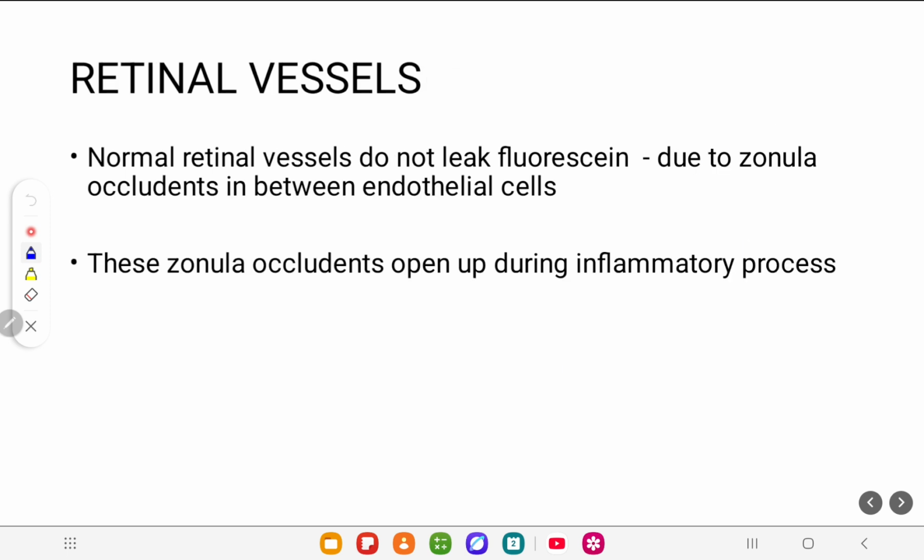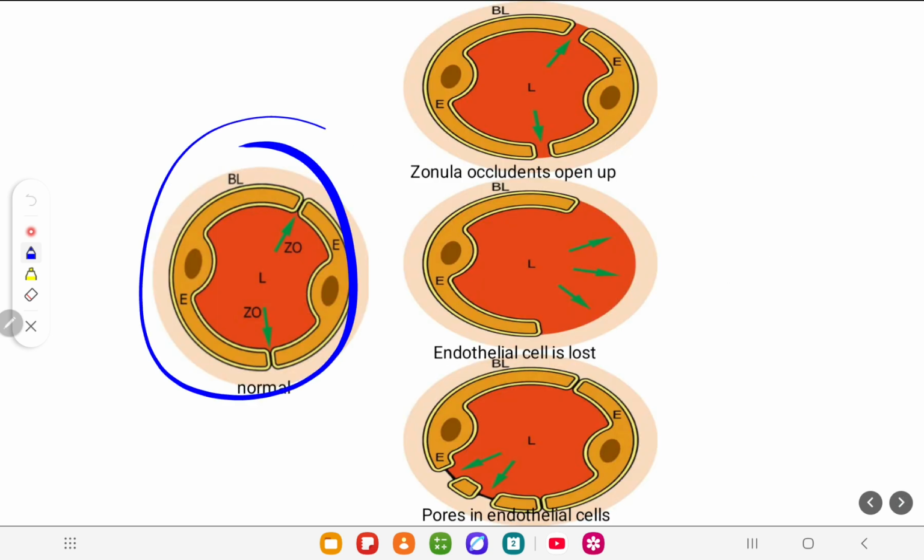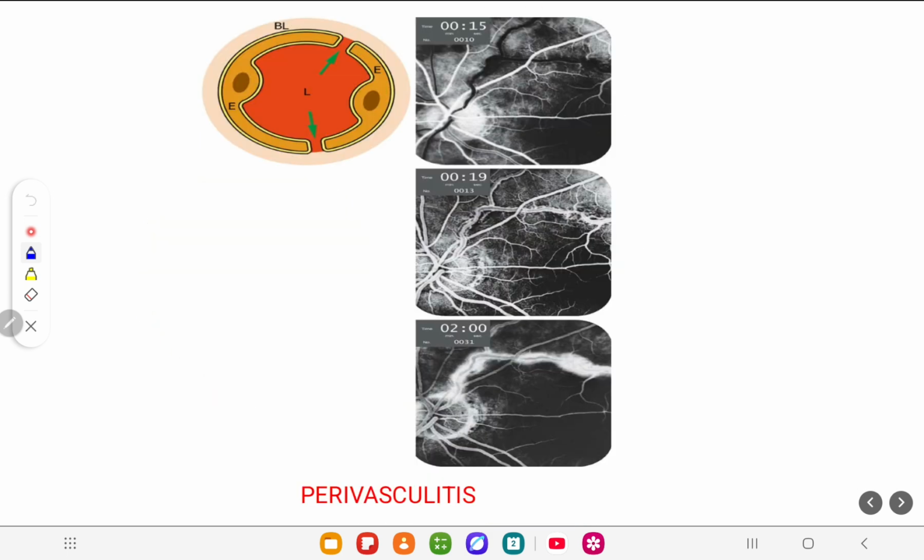Normal retinal blood vessels do not leak because of the inner retinal blood barrier, due to the zonula occludens between the endothelial cells. The zonula occludens open up during the inflammatory process, obviously. Whenever the zonula occludens breaks and endothelial cells are lost, then pores form and all the fluorescein gets out, isn't it? So can you see this perivasculitis? These are the blood vessels, and they are inflamed, and just outside of the blood vessels all the fluorescein has leaked.